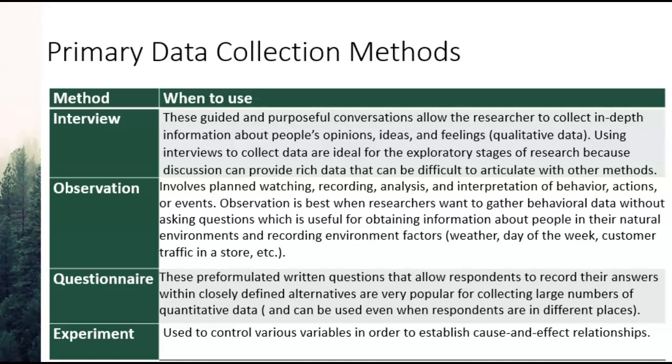They're used when you need to control various variables, and they're the only type of primary data collection that can be used to establish cause and effect relationships. Please try the learning check questions at the bottom of your lesson page to practice identifying these various types of primary research methods.